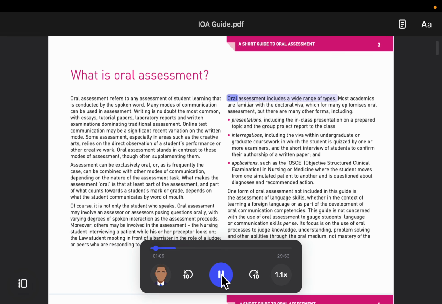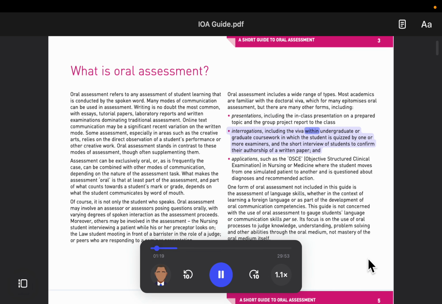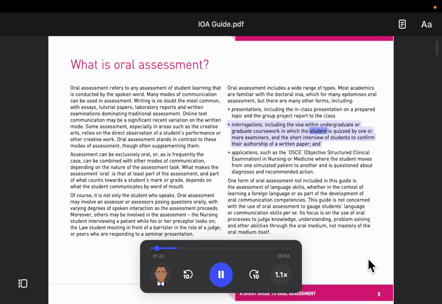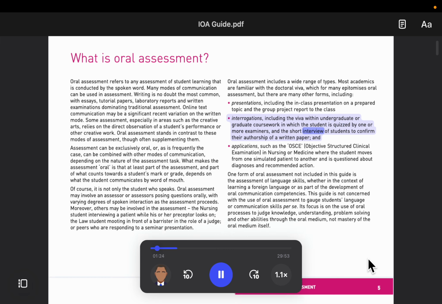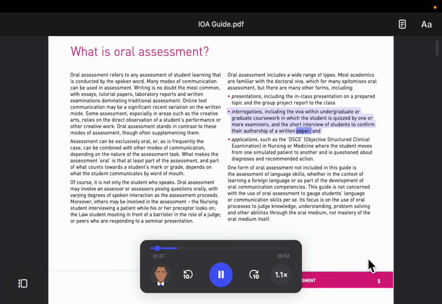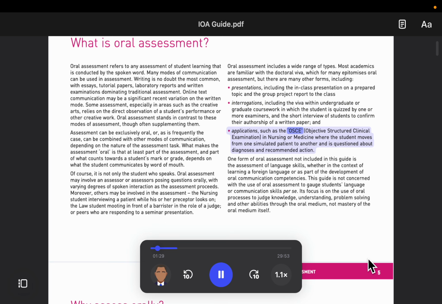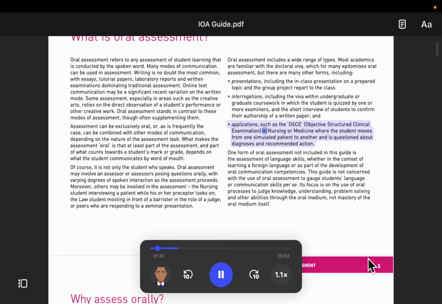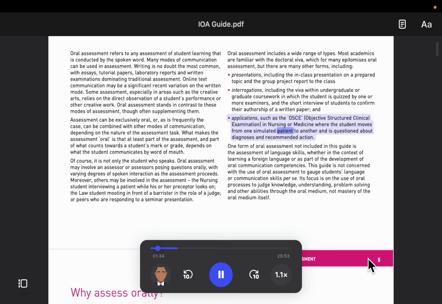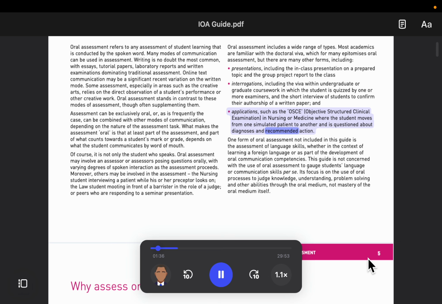So here we go. Oral assessment includes a wide range of types. Most academics are familiar with the doctoral viva, which for many epitomizes oral assessment, but there are many other forms, including presentations, including the in-class presentation on a prepared topic and the group project report to the class, interrogations, including the viva within undergraduate or graduate coursework, in which the student is quizzed by one or more examiners, and the short interview of students to confirm their authorship of a written paper, and in applications such as the OSCE, Objective Structured Clinical Examination, in nursing or medicine, where the student moves from one simulated patient to another and is questioned about diagnoses and recommended action.